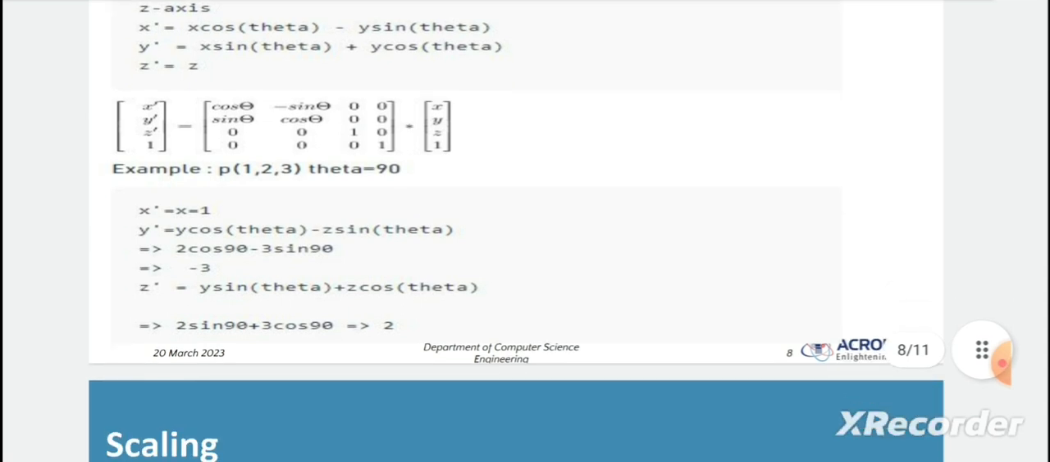Here I have taken one example: P is 1, 2, 3, theta is 90, and we can calculate all these things. For x, x dash will be equal to 1. This is for x, and y dash will be y cos theta minus z times sin theta. What we know is cos 90 is 0 and sin 90 is 1. So 2 cos 90 minus 3 sin 90 will be minus 3.